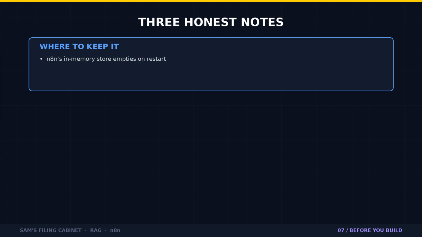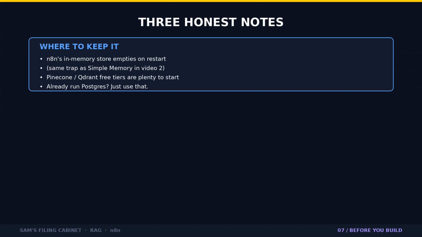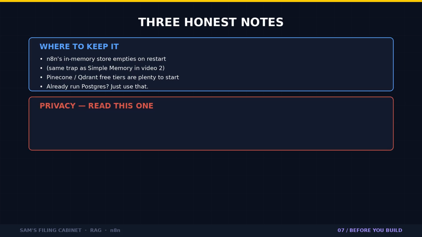A few honest notes before you build. On where to keep the cabinet. N8N has a built-in in-memory store, and it's genuinely fine for testing. But like simple memory from video 2, it empties when you restart. For anything real, use a proper vector store. Pinecone and Qdrant both have free tiers that are more than enough to start. And if you already run Postgres, you can just use that.